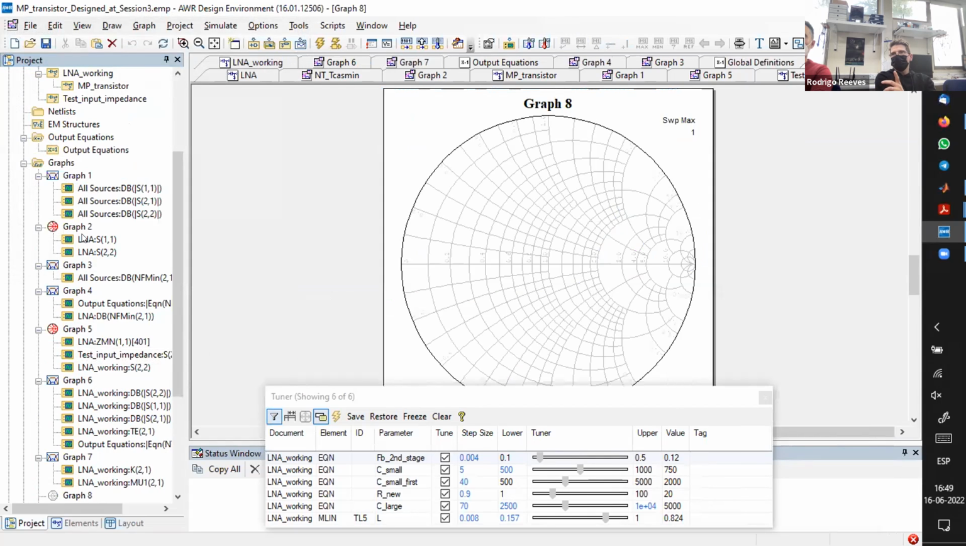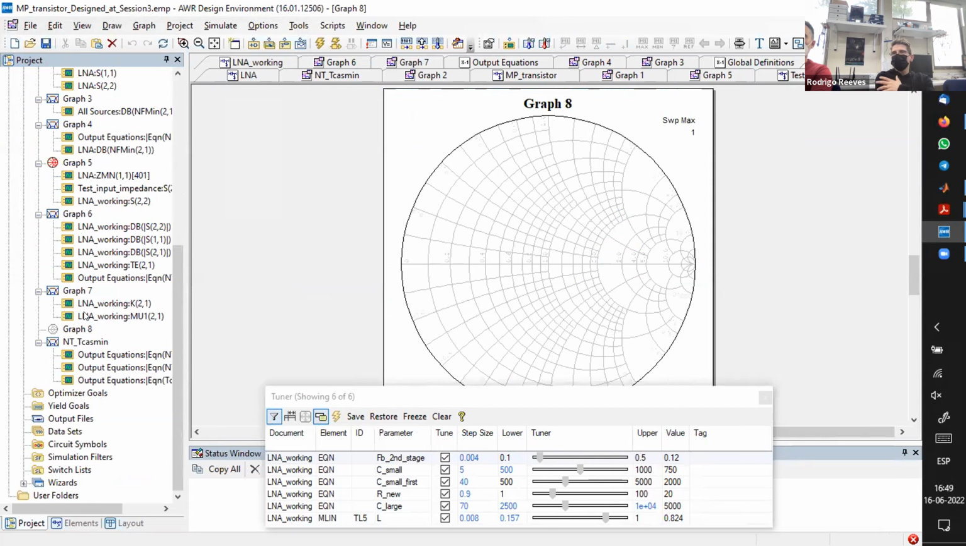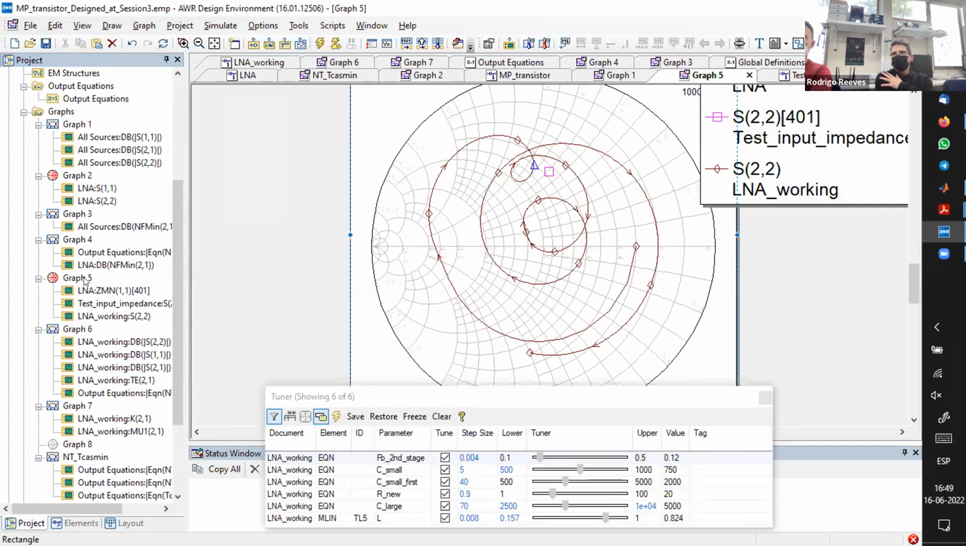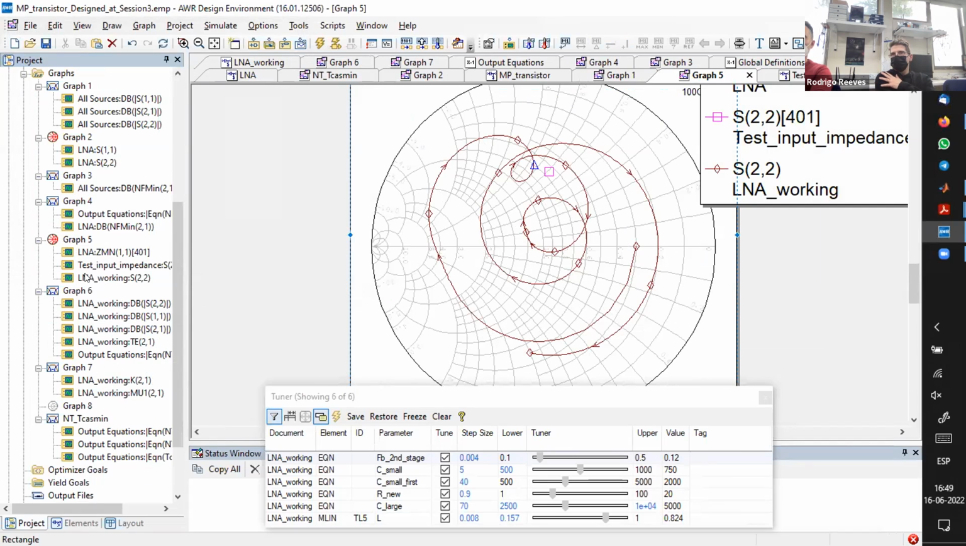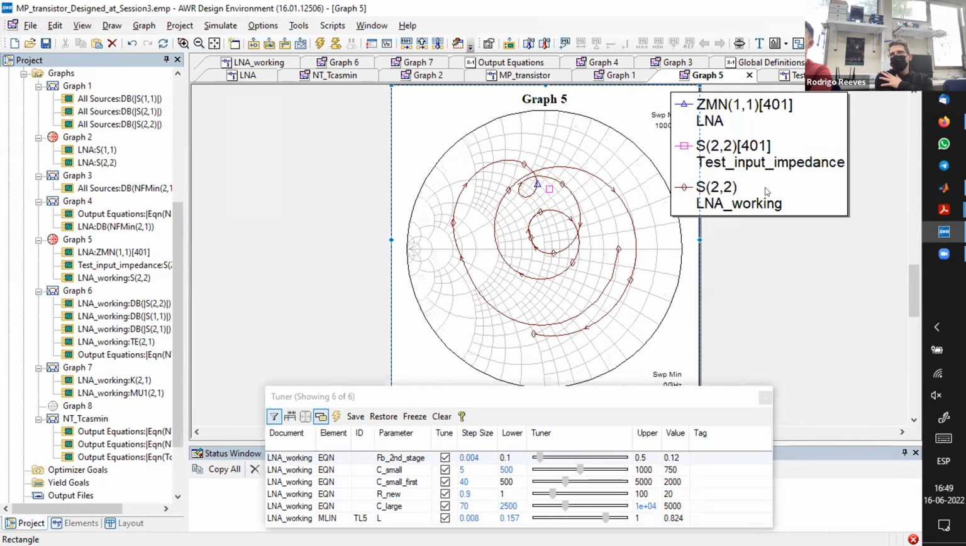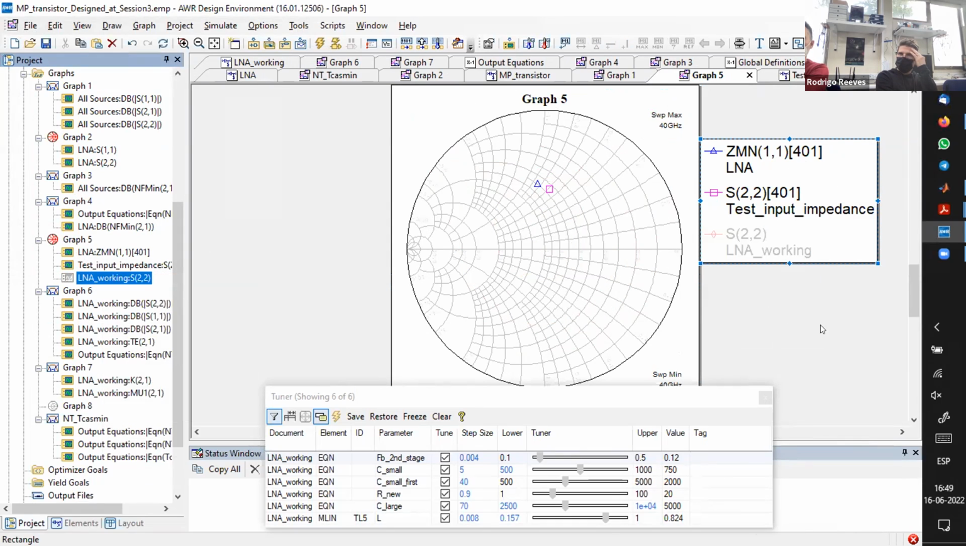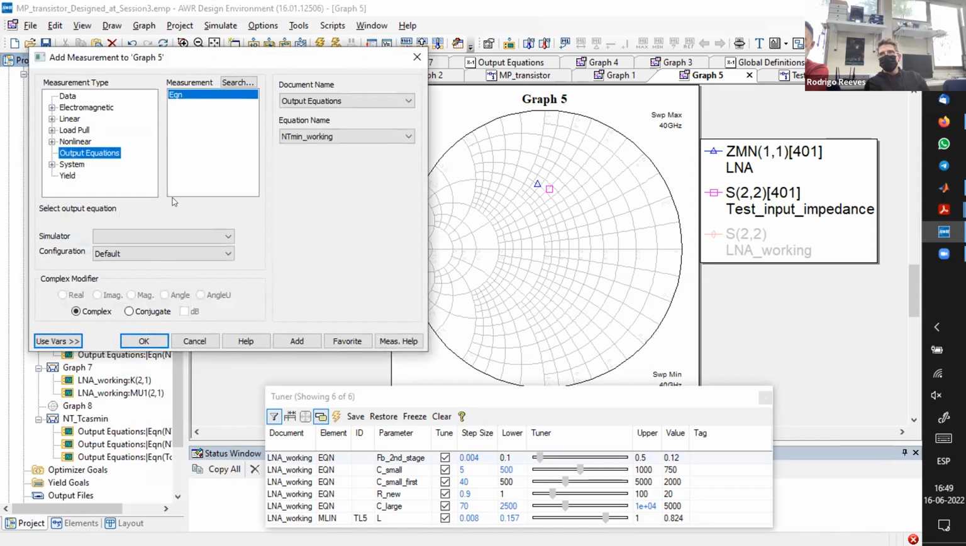We go to the graph where we have the S-opt, remember already? It's here. Yeah, this one. Let me check. So there should be 40 gigs. Wherever you can now add stuff on the Smith chart. If you open that one, add measurements.